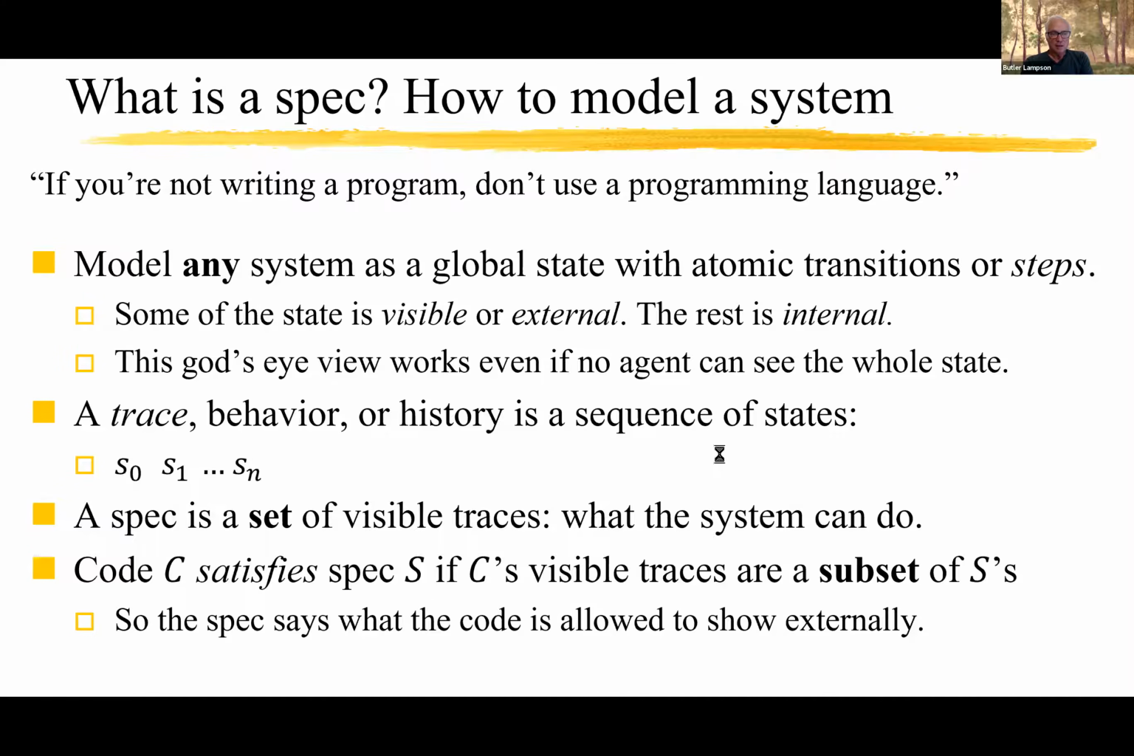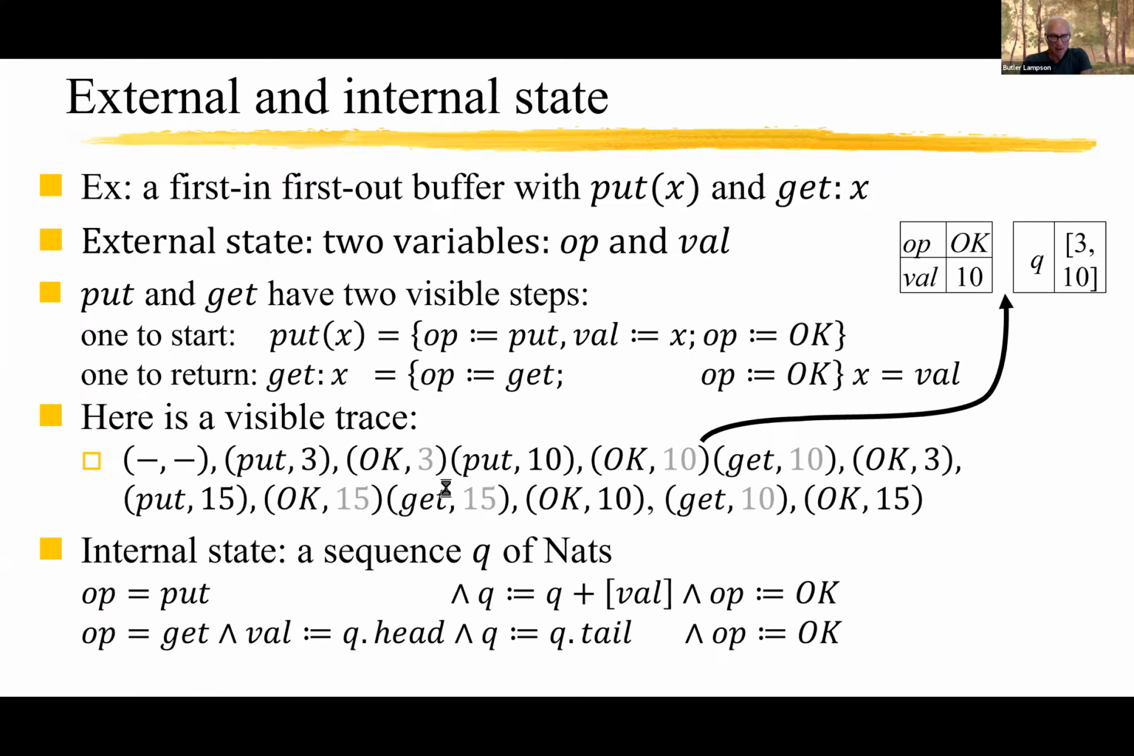And we say that a piece of code, often called an implementation, but it just takes too long to say implementation, satisfies a spec if the visible traces of the code are a subset of the visible traces of the spec. So what the spec is doing is saying what the code is allowed to show you externally. And that's the high-level view.